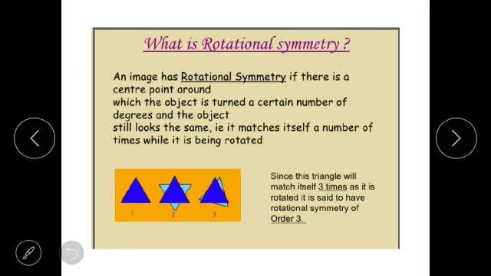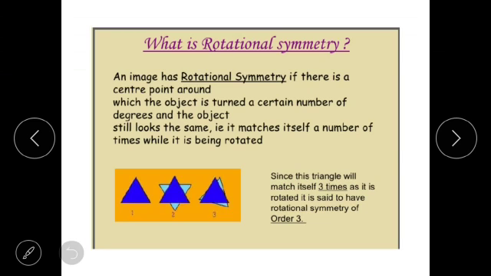Now, what is rotational symmetry? Now we will talk about rotational symmetry. A figure is said to have rotational symmetry if it fits onto itself more than once during a complete rotation, that is, a rotation through an angle of 360 degrees. If it fits onto itself more than once during a complete rotation, then it is said to have rotational symmetry.